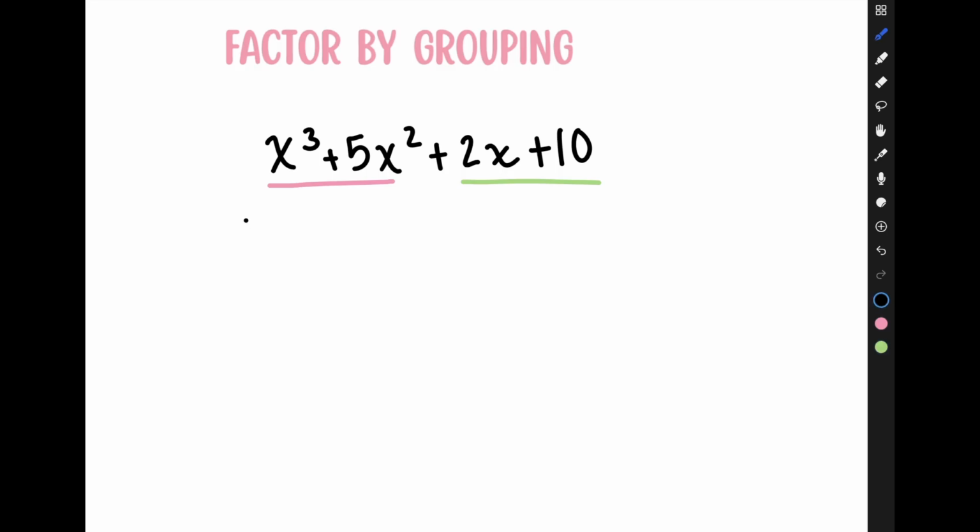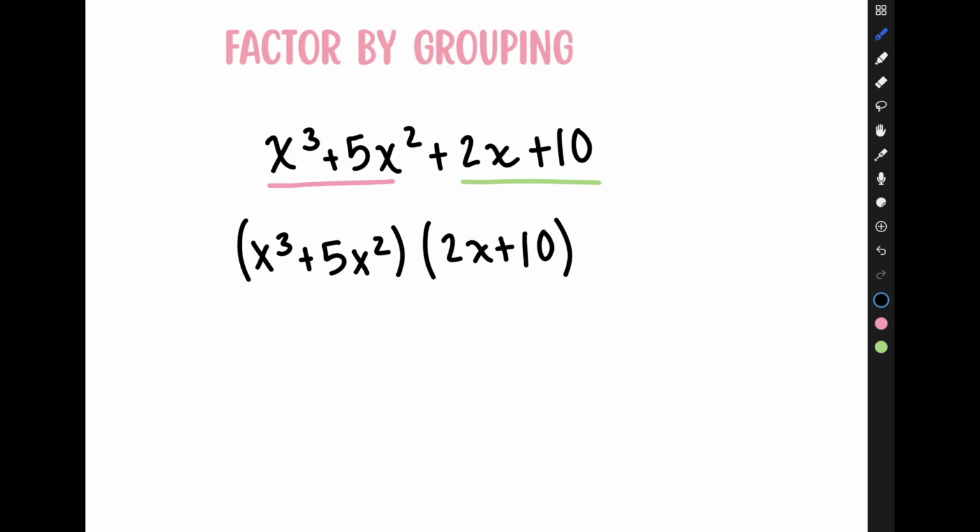So let's start by doing that. x cubed plus 5x squared, close parentheses, open parentheses, 2x plus 10, and then close your parentheses. Great, you've grouped them. What now? Now we have to apply the GCF, which is something that we learned in the first video of this series. We need to find the greatest common factor.